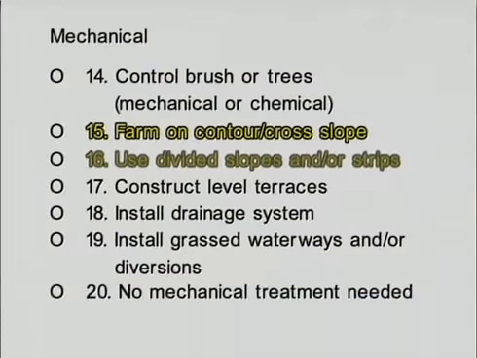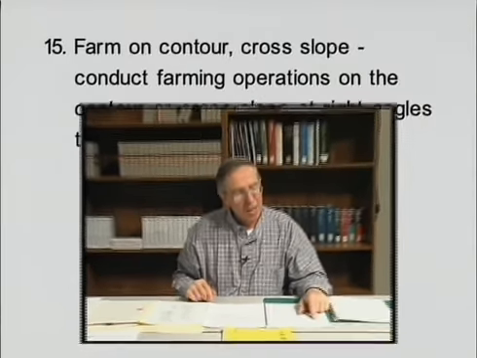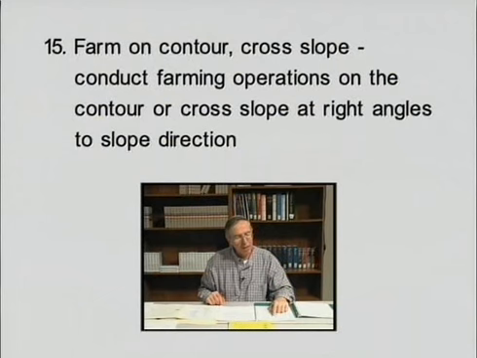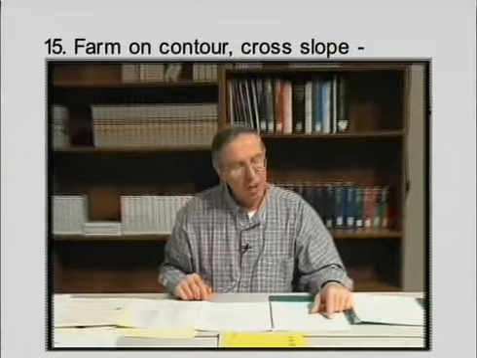Items number 15 and 16, farm on the contour or cross slope and use divided slopes or strips. Those are applicable to cultivated sites. So we're looking at class 1 through 4 land where we're cultivating. And if we look at the descriptions here in our manual on page 24, farming on the contour or cross slope, conduct farming operations on the contour or cross slope at right angles to the slope direction. That's pretty much an automatic on all cultivated cropland, class 2, 3, and 4.